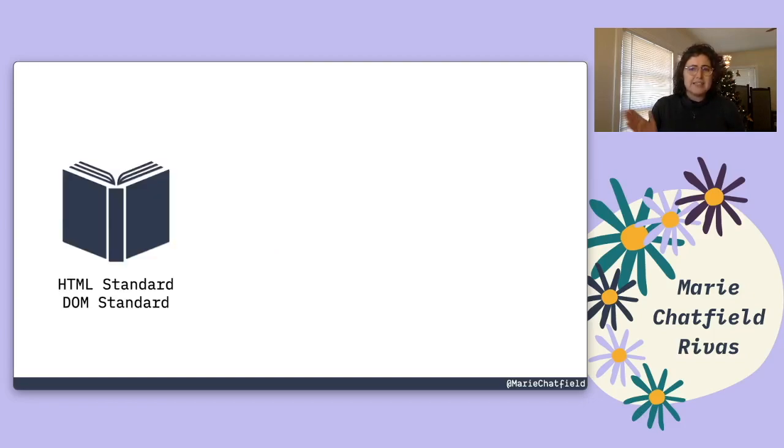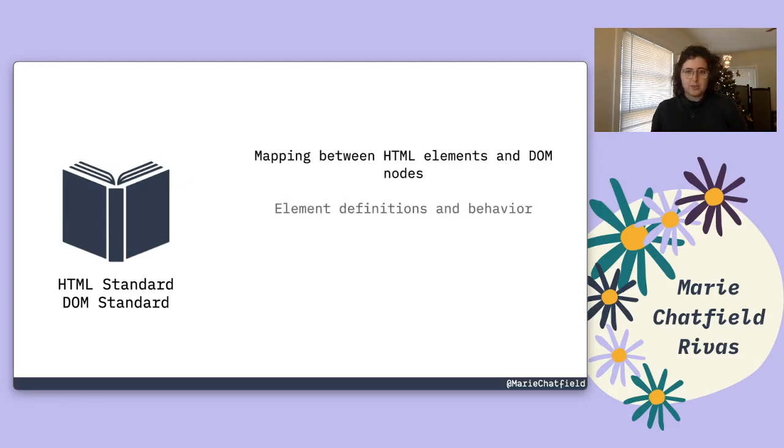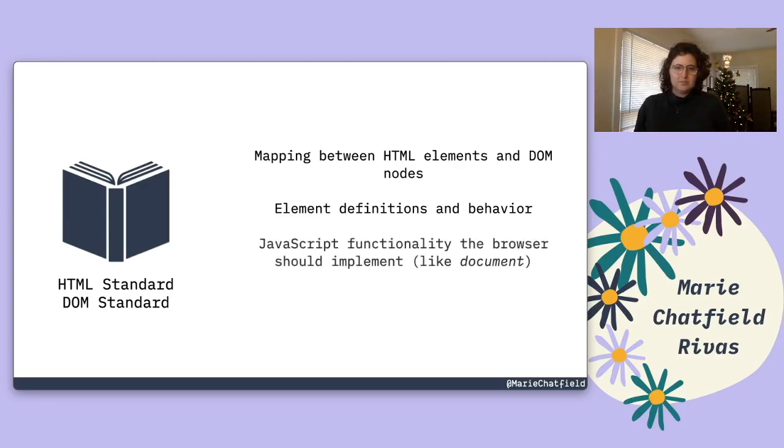So we can think of the HTML standard and the DOM standard as essentially sets of rules. These rules include things like how you map between an HTML element and a DOM node, what each of those elements should do, how they behave, what kinds of properties and attributes you can set on them, what they should look like, as well as JavaScript functionality that the browser should implement in order to access the DOM.